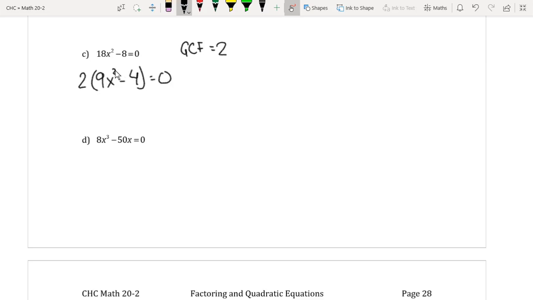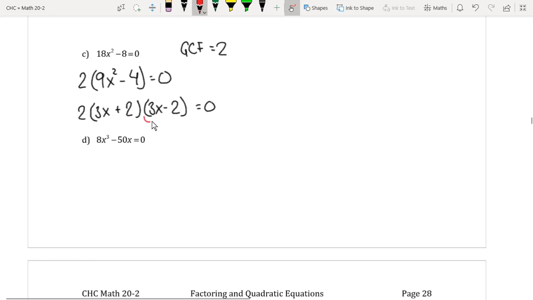And now this is a difference of squares, so we can continue factoring this as a difference of squares. The square root of the first term, 9x squared, is 3x. And the square root of 4 is 2. And we put in our plus and our minus.